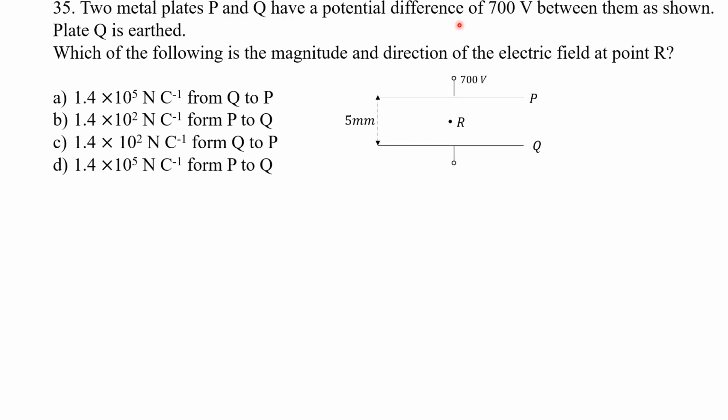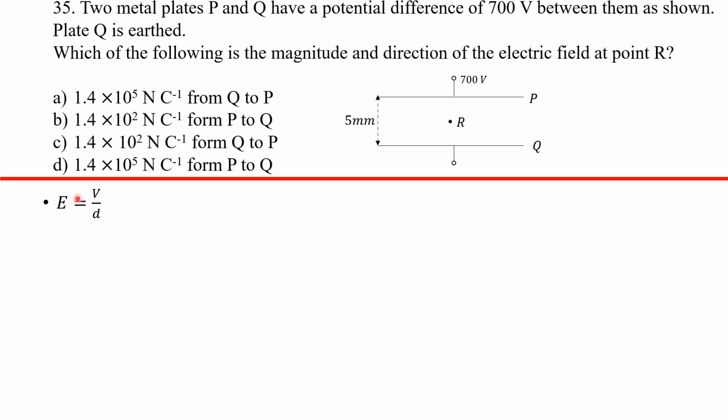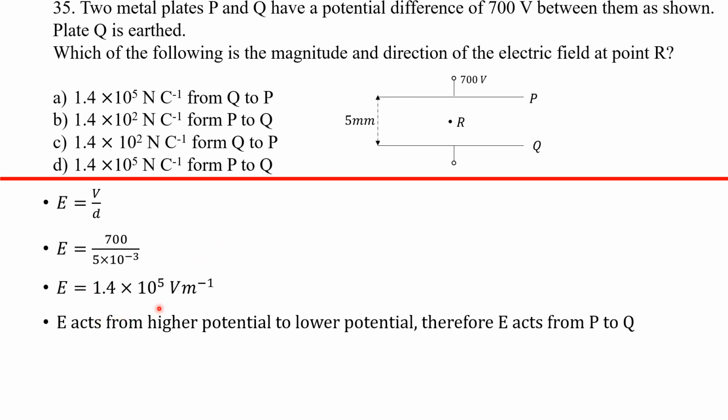Metal plates P and Q have a potential difference between them as shown. Which of the following is the magnitude and direction of the electric field at point R? Well, notice that point R is within a uniform field, so you don't have to consider the intricacies of point R. You just have to calculate the electric field strength there. So V over d, that's how I get it. V here is 700 volts and the distance between them is 5 millimeters. When I punch that in, I have my field as 1.4 times 10 to the power 5 volts per meter.